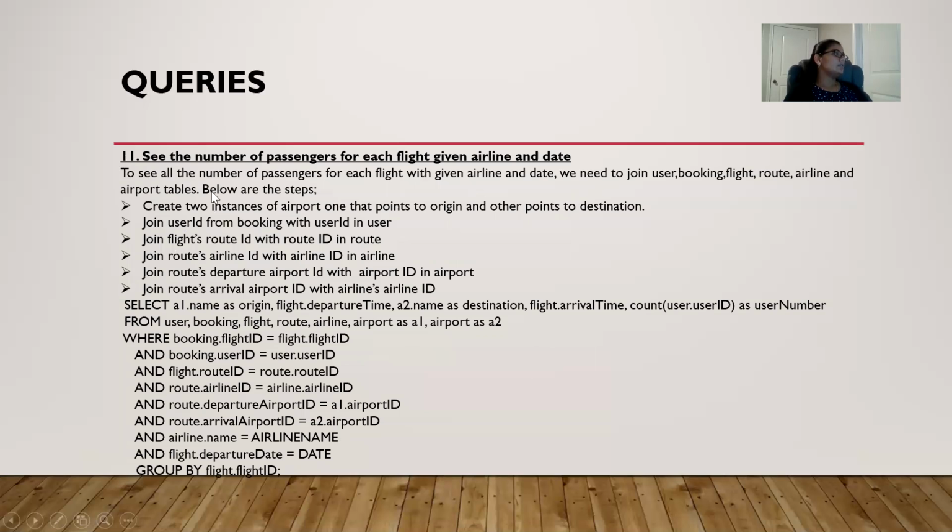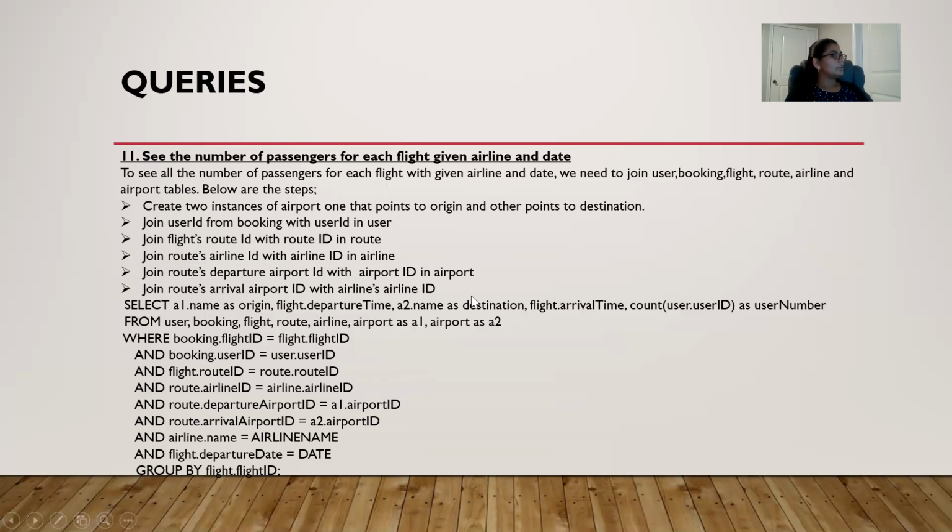The next query is to see the number of passengers for each flight given airline and date. To see the number of passengers for each flight with given airline and date, we need to join user, booking, flight, route, airline, and airport tables. So first, we create two instances of airport, one that points to origin and the other that points to destination.